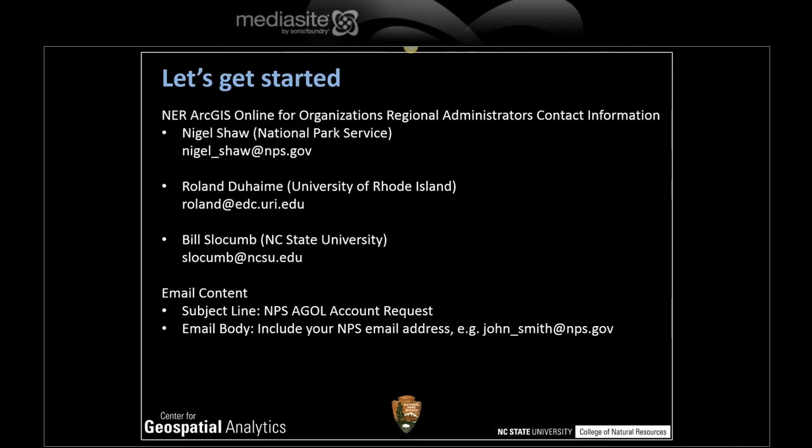Now, we have a few things that we request you do. In the subject line of your email, please indicate NPS ArcGIS account request. That way we know what the email is about and we can hop on it just as soon as we get it. And in the body of your email, please include your National Park Service email address, such as john_smith at nps.gov. And once we get that email, we'll create your account and you'll actually get an invitation.